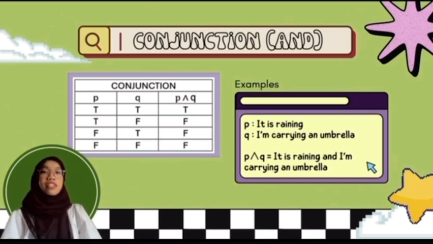For example, given P, it is raining, and Q, I'm carrying an umbrella, the conjunction of P and Q means it is raining and I'm carrying an umbrella. The statement is true only if both of the propositions are true. So, if either one of the propositions is false, the whole statement will be false.